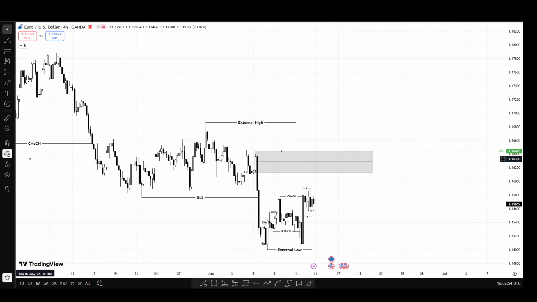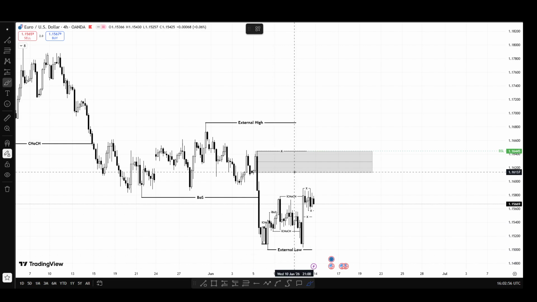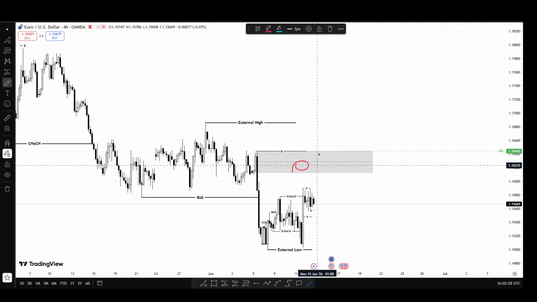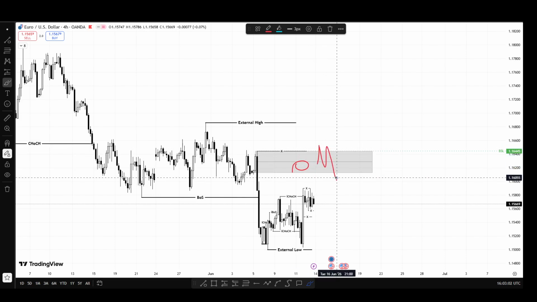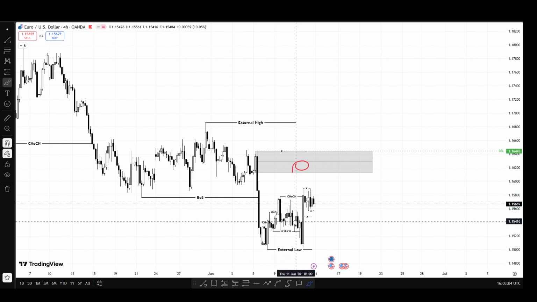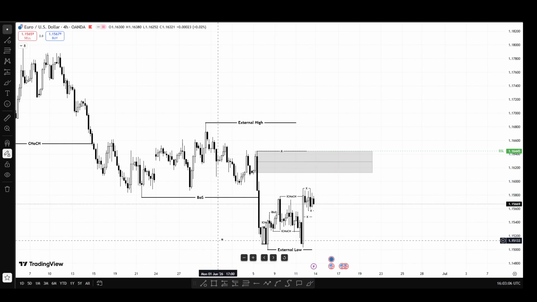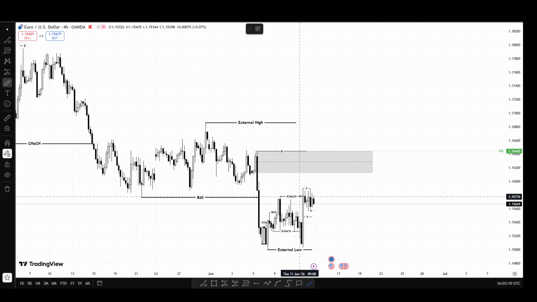Okay. So after mitigating this other block here, I'm waiting for price to sweep this high, give me a lower time frame shift, and then I'll sell to the downside. So on the internal time frame here, on the 4 hour time frame, you can see that we had this break of structure to the upside here with a candle close here.